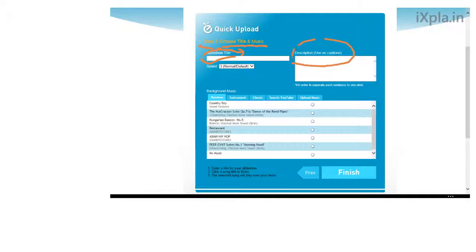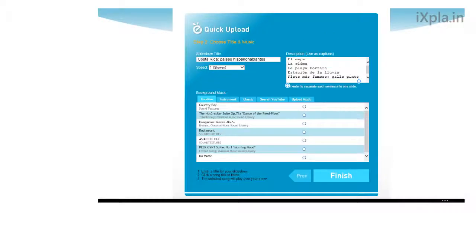Over here is interesting. This says description, use as captions, and then there is this little asterisk under here that says hit enter to separate each sentence to one slide. So the order of the pictures that we entered, if you want a caption for them, you then have to enter that information into this box all at once. So I've done that. I actually had to go back to the previous step to see how I had ordered the pictures in the slideshow, so I could make sure that each caption was in here correctly, in the correct order. So you see I've written my slideshow title.